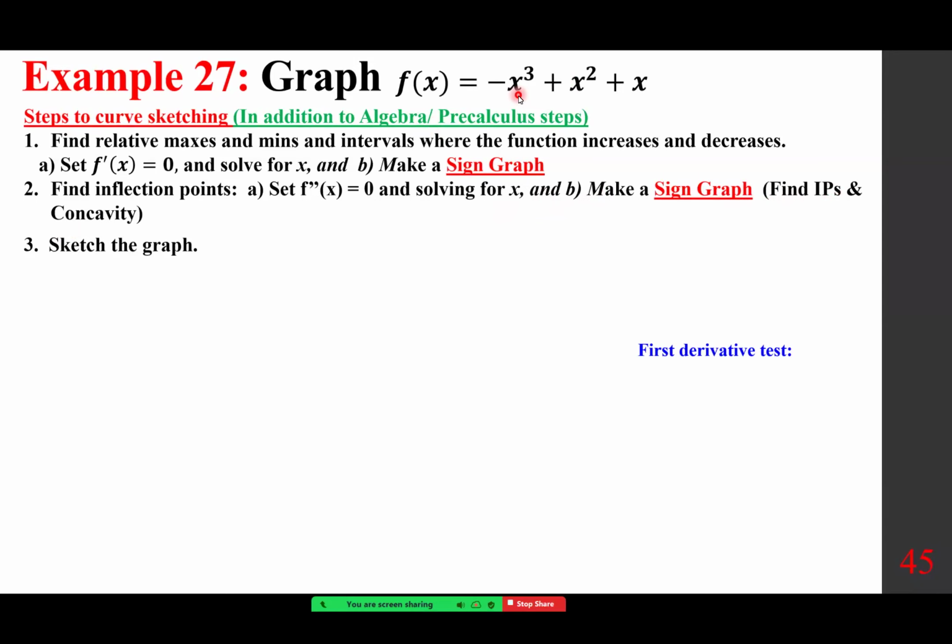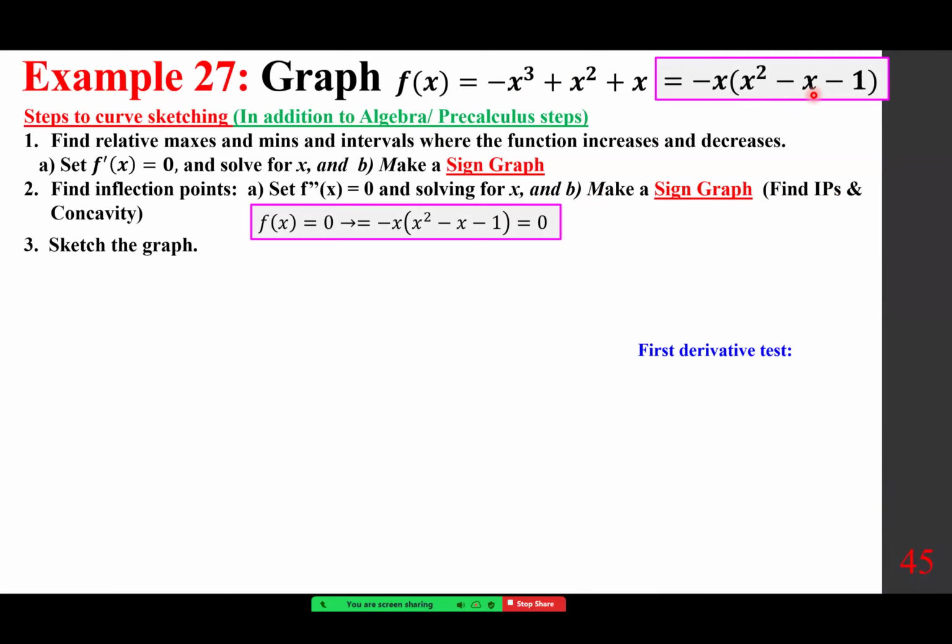So we're going to factor out the negative x. So we get negative x times x squared minus x minus 1. And we are going to set this equal to 0. When we set this equal to 0, this one, x is 0. This one, we can't do the factoring, so we have to use the quadratic formula: x is minus b plus or minus the square root of b squared minus 4ac over 2a.